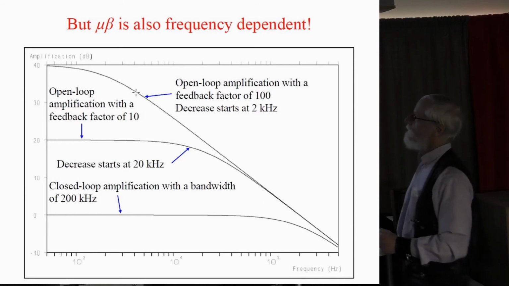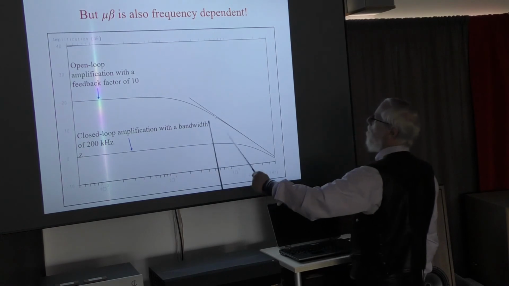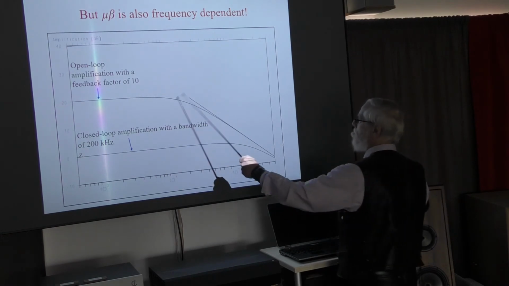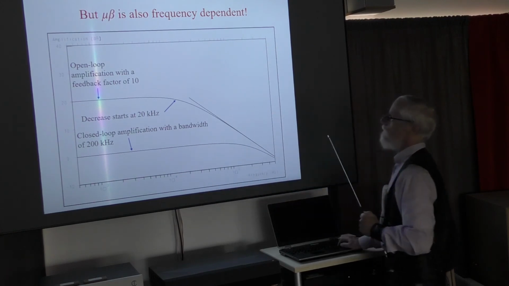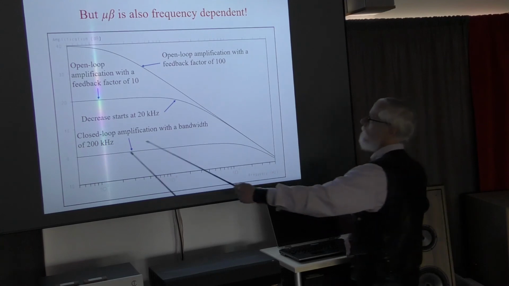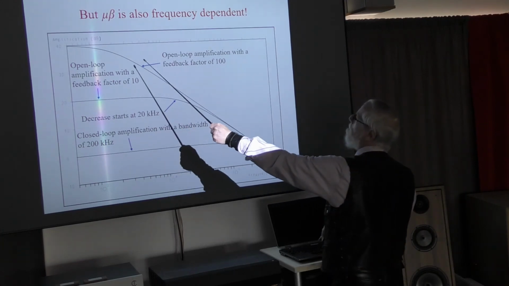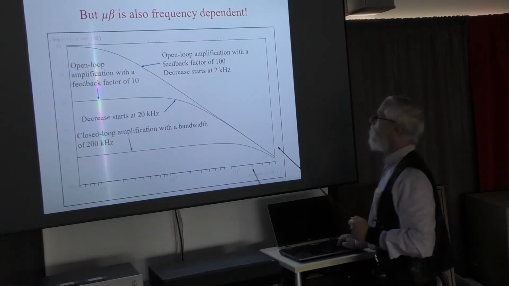Now, if I use a feedback factor of 10, that's 20 dB, I can get this curve for the open loop gain, and it starts to decrease at 20 kilohertz. I could also use 40 dB at low frequency, and then the open loop amplification will look like this, a feedback factor of 100, but the decrease starts at 2 kHz.